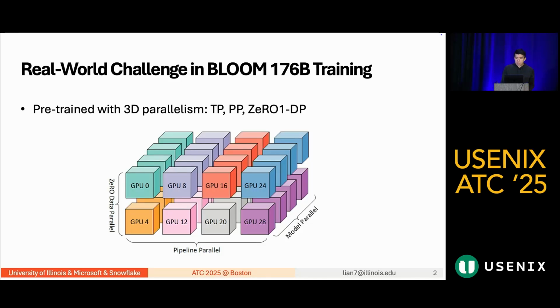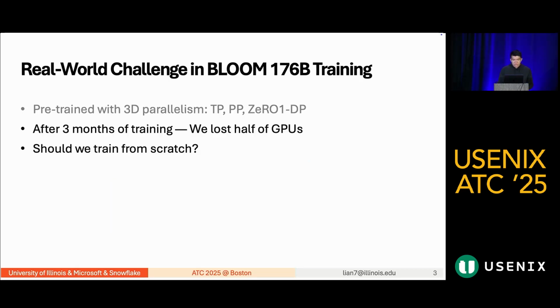So 3 years ago, we were training the Bloom model in collaboration with hundreds of researchers. The model was pre-trained with hundreds of GPUs with 3D parallelism, including tensor parallelism, pipeline parallelism, and data parallelism with ZeRO stage 1. Unfortunately, after 3 months of training, we lost half of the GPUs, but training hadn't finished. So what can we do?